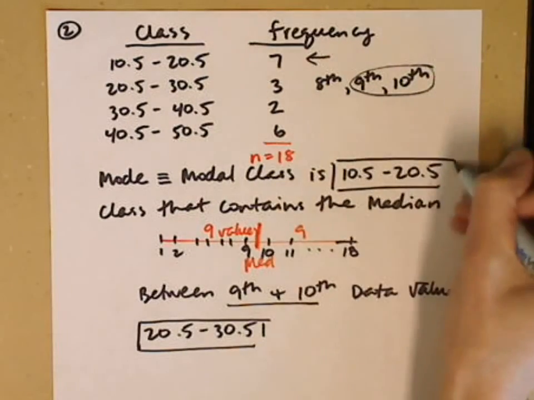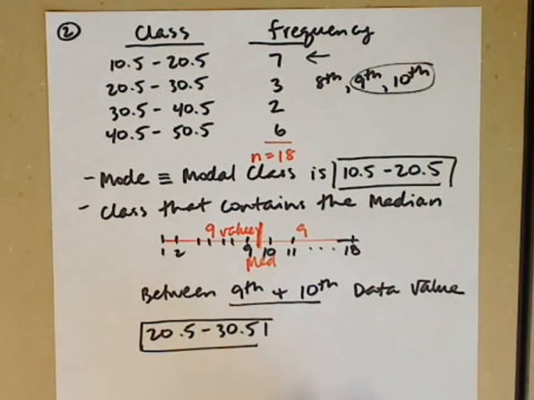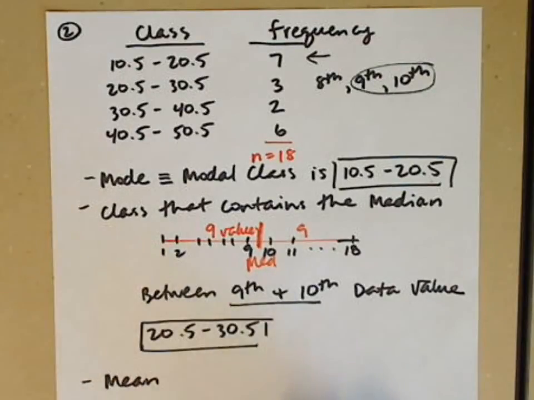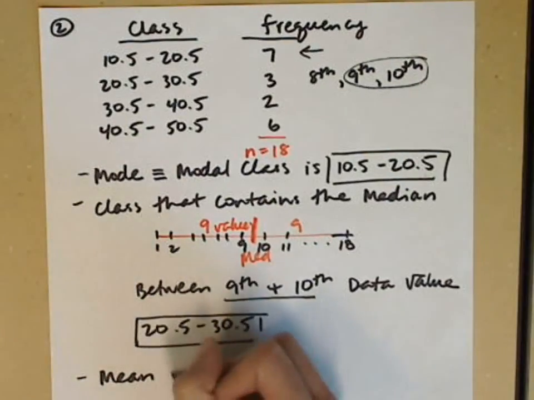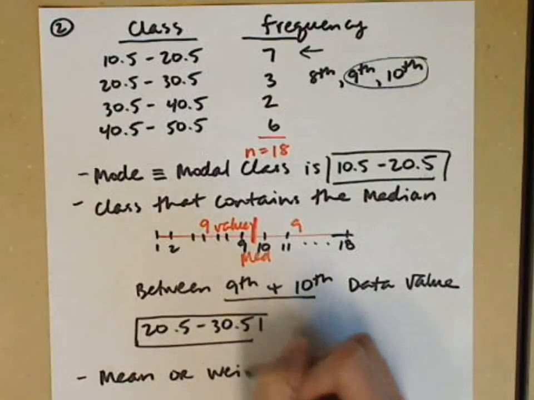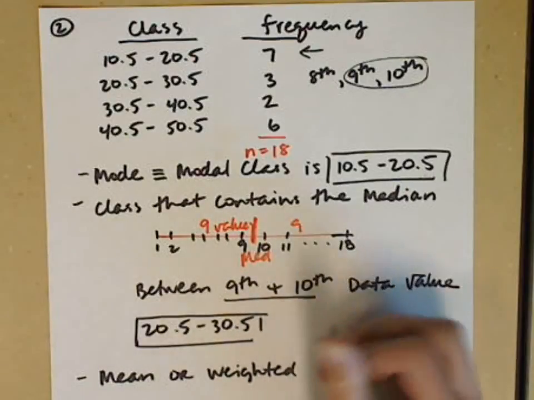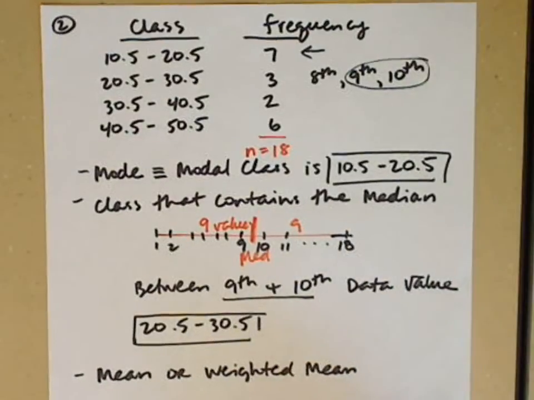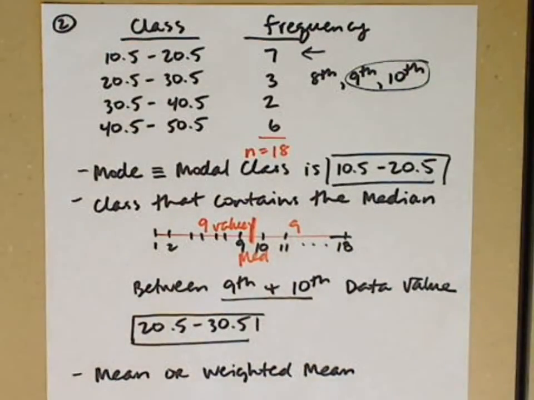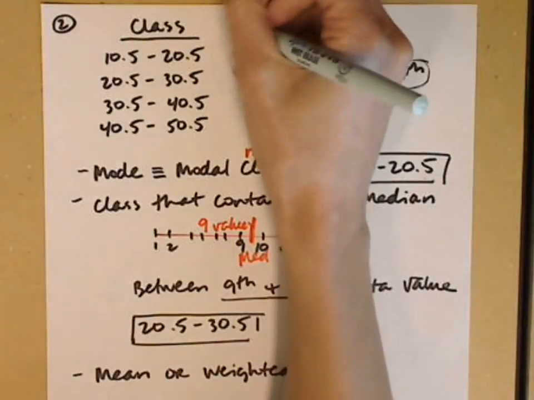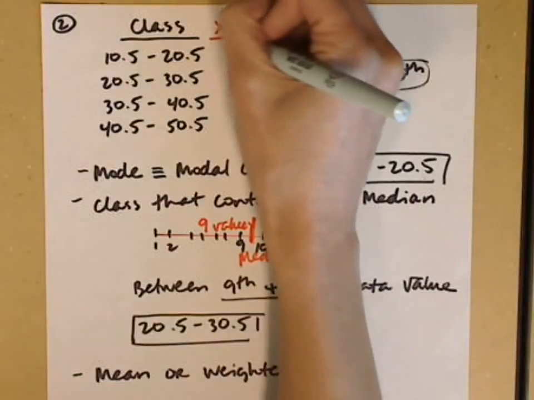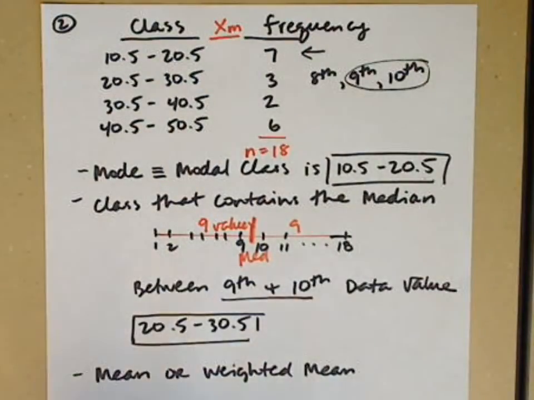Okay, so I'll put a box around that one too. Next, we want to calculate a mean. To do a mean here, we're actually going to be looking at a weighted mean. Because we don't have data values, we need to figure out some representative data values. And those representative data values are going to be in the form of midpoints. So I'm going to call those x sub m's.